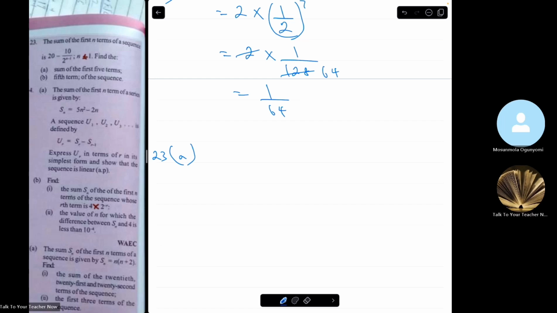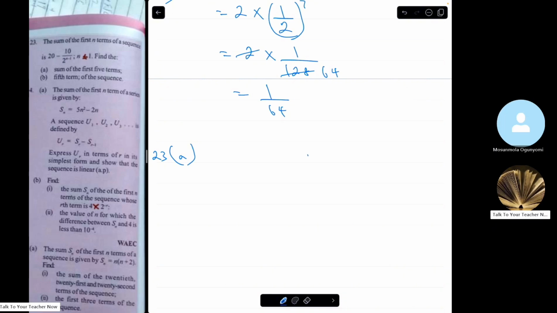Take that again, please. The sum of the first n terms of a sequence is 20 minus 10 over 2 raised by n minus 1, for n less than or equal to 1. Find the sum of the first term. No. The sum of the first 5 terms. Beautiful. The fifth term of the sequence.